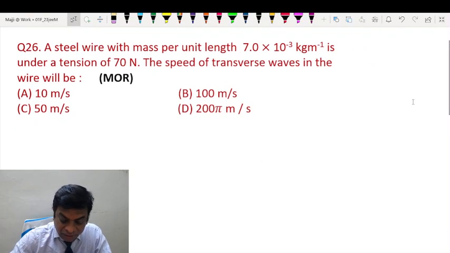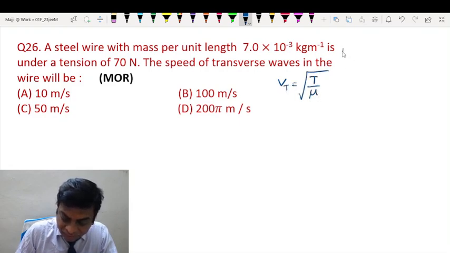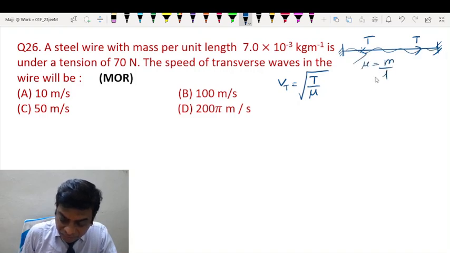A steel wire with mass per unit length this much is under tension this much. Speed of transverse wave. It's a very simple question for the students. Speed of a transverse wave is given by this. Suppose you have a string which is under tension. So being under tension, there will be this tension and waves can be set up. You can see mu is the mass per unit length.